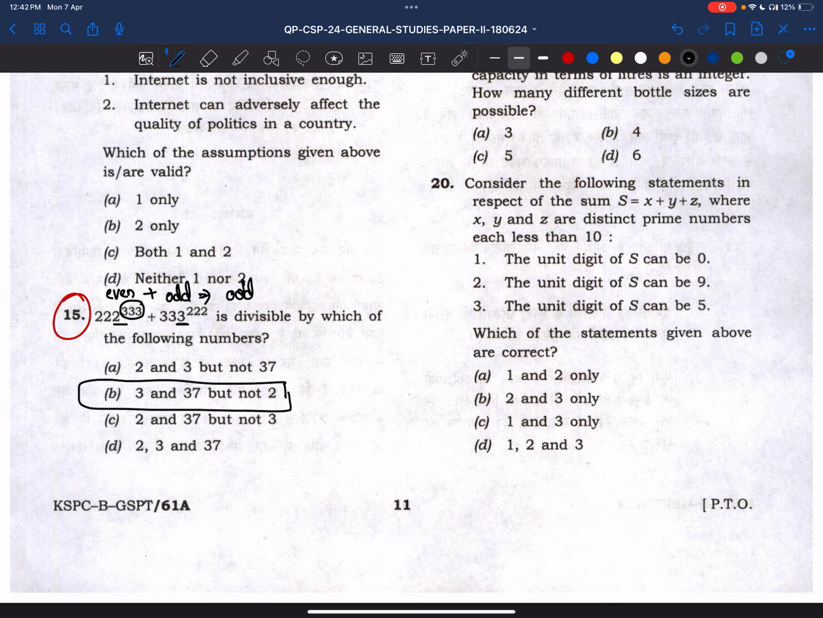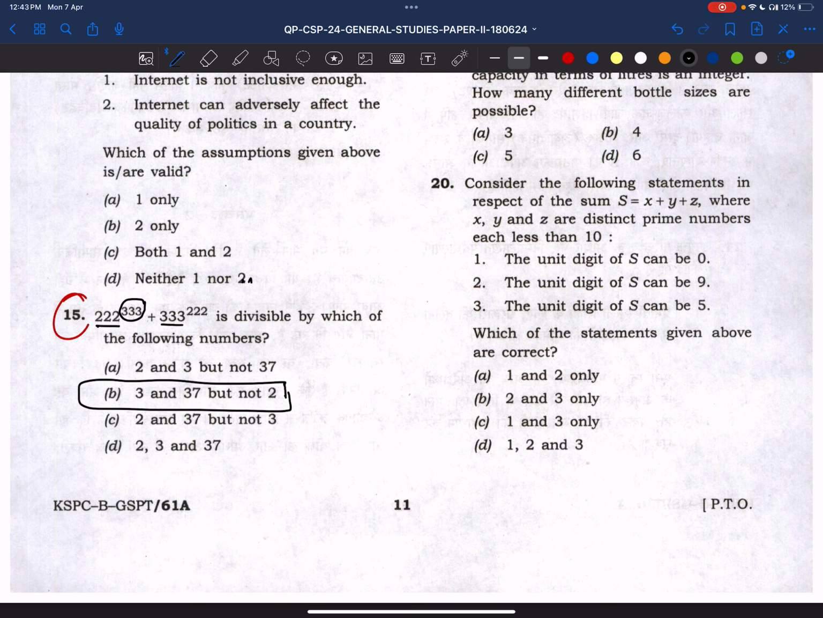See here, there is only one option, right? Simply, without solving, you can get the answer. Now let's check other numbers as well. See here, 222 means 2 plus 2 plus 2 will be 6. That means this 222 is divisible by 3, right? And this is power of triple 3, power of triple 2. That means any power of a multiple of 3 is also a multiple of 3, right?